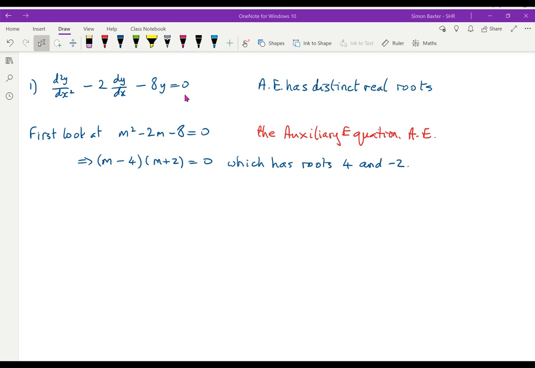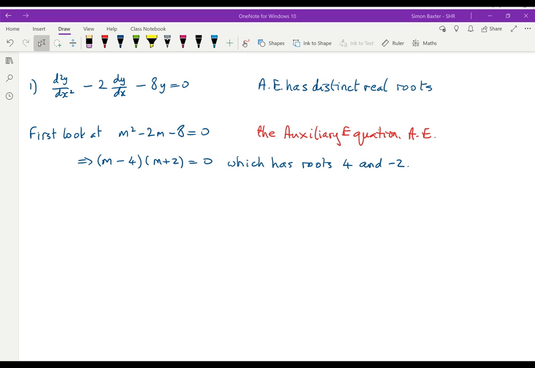So from the differential equation, I get what's called the auxiliary equation. This will always be a quadratic for second-order differential equations. We will always be able to solve it, factorize, and this has roots 4 and -2. So in this case, our auxiliary equation has distinct real roots.